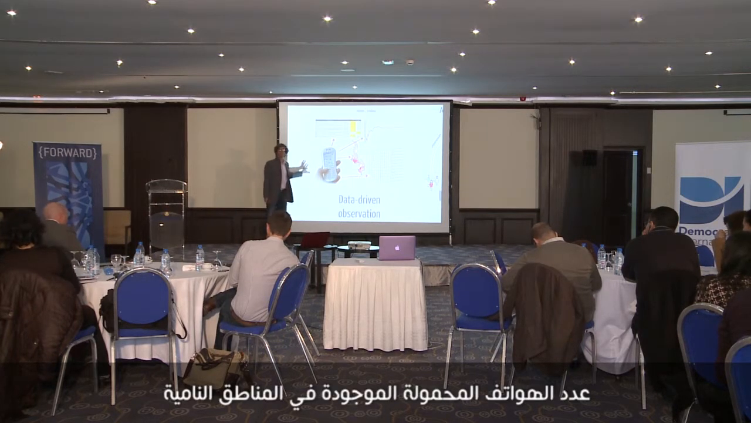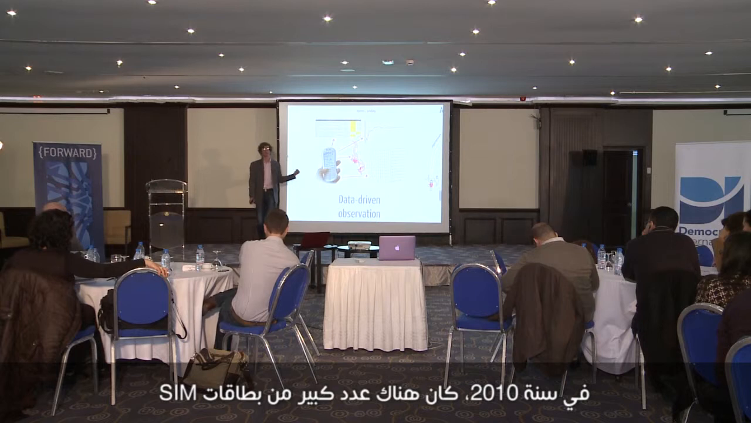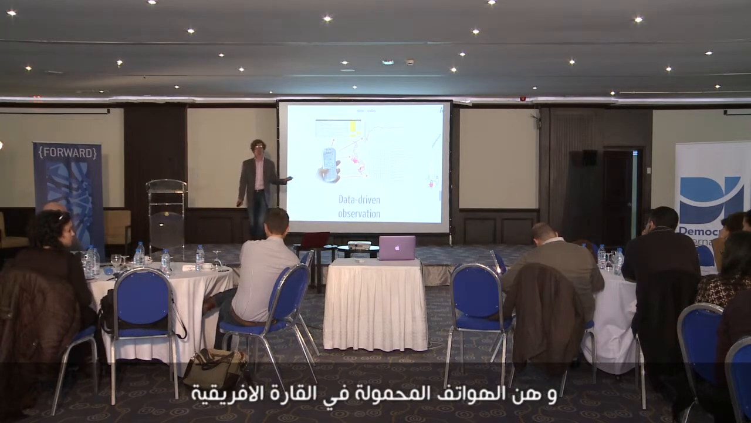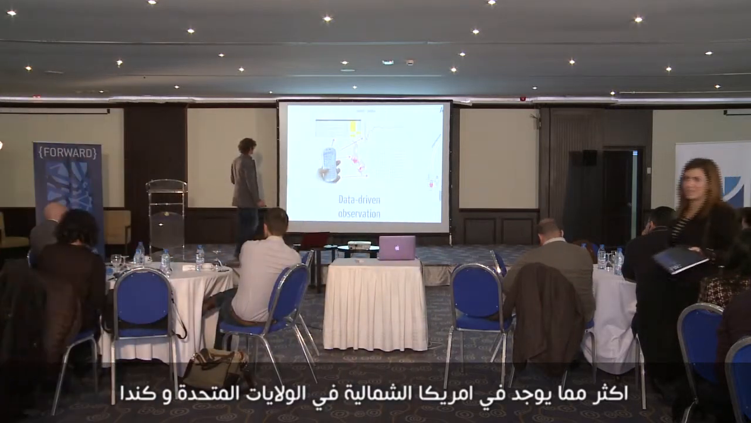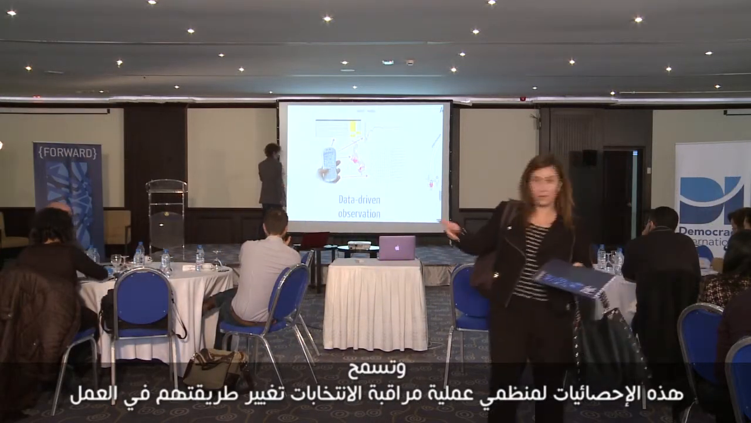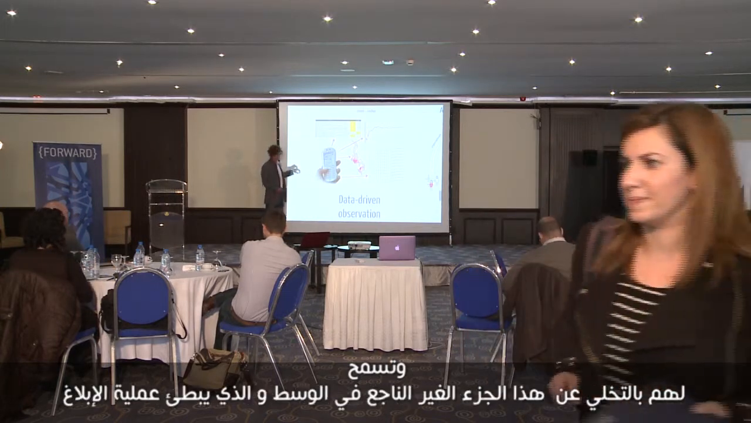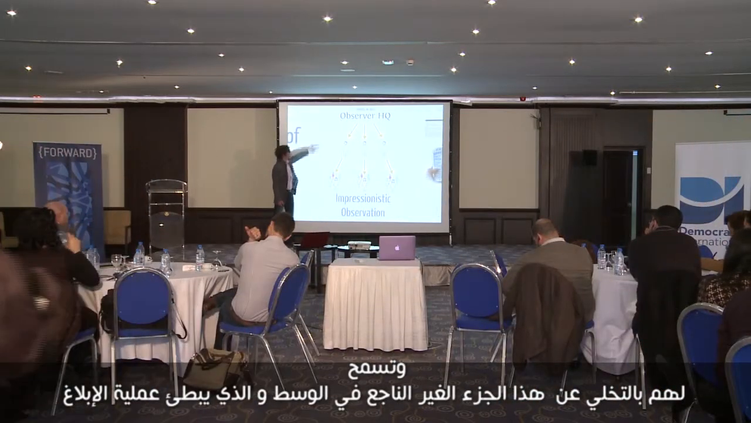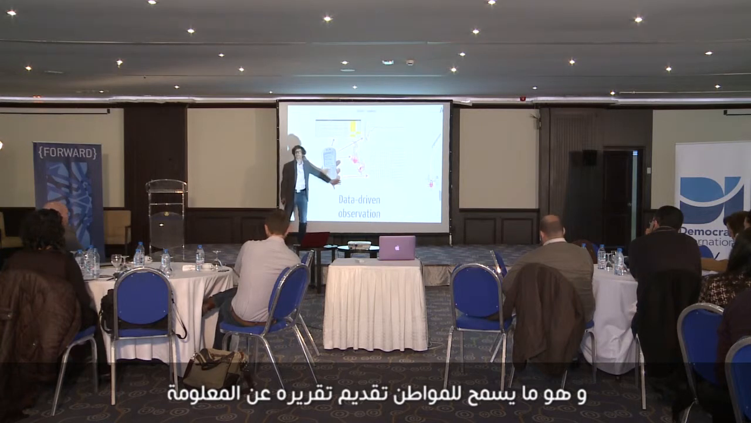The number of cell phones available in developing areas has eclipsed that of the West. So by 2010, there were more SIM cards, more cell phones, in Africa than there were in North America, or in the US and Canada. And so what that allowed is it allowed election monitoring organizations to change the way that they do business. They were able to cut out a lot of this inefficient structure in the middle that slowed down reporting and to allow the citizens to directly report back information.